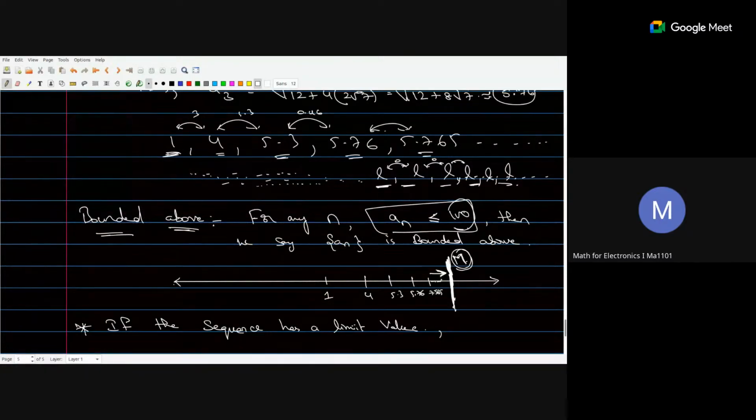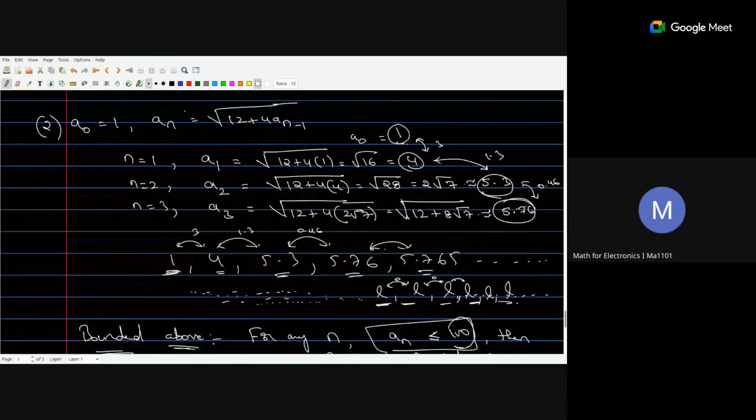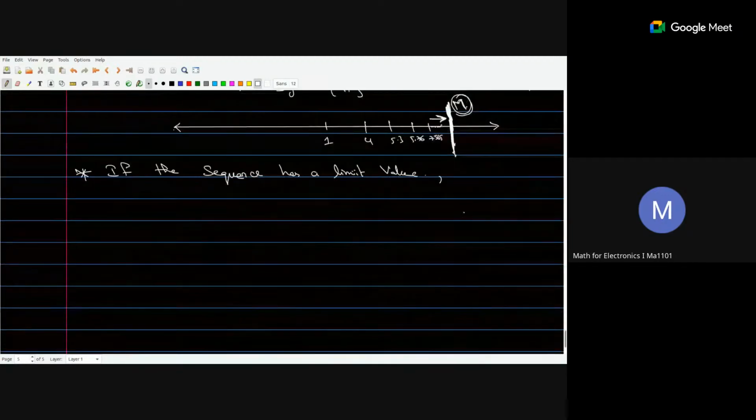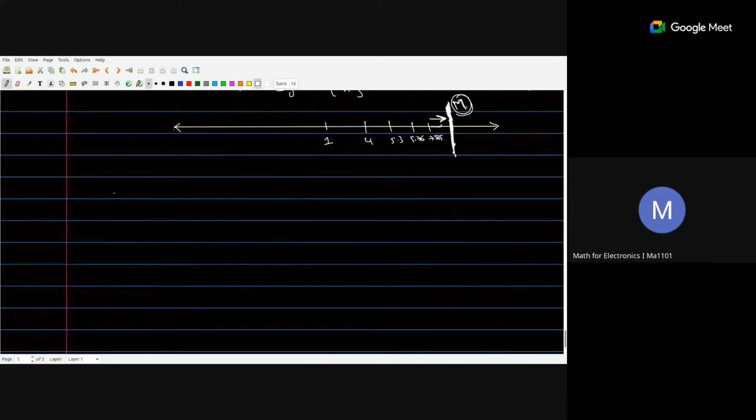If it is bounded above, then how do you find this L? We are interested to find this L, so let me compute that L. Let me remove this. Just remember, if you are convinced that the given recurrence sequence has a limit value, then step 0 should be: limit n tends to infinity of AN minus 1 is equal to limit n tends to infinity of AN is equal to limit n tends to infinity of AN plus 1 is equal to L.